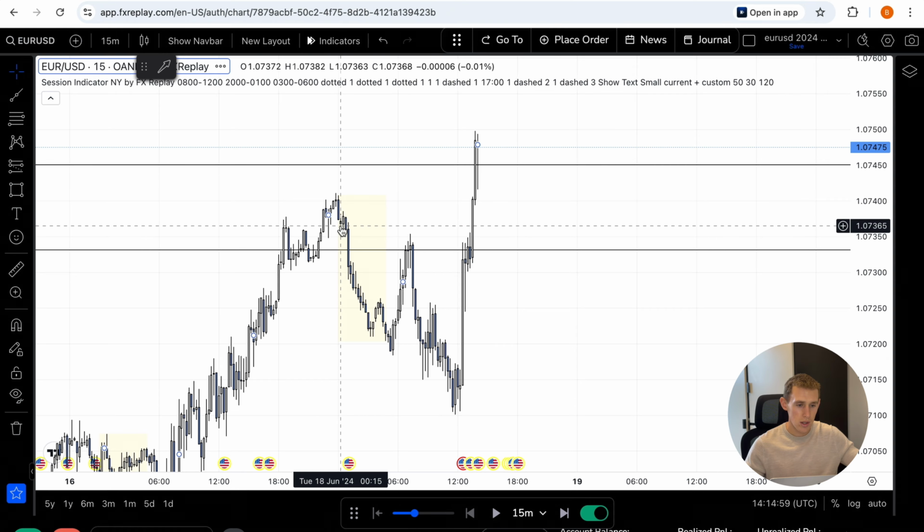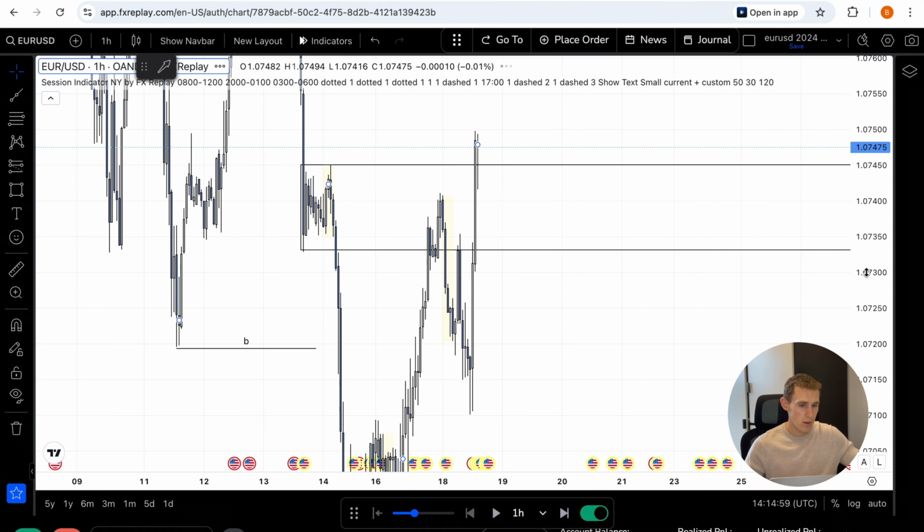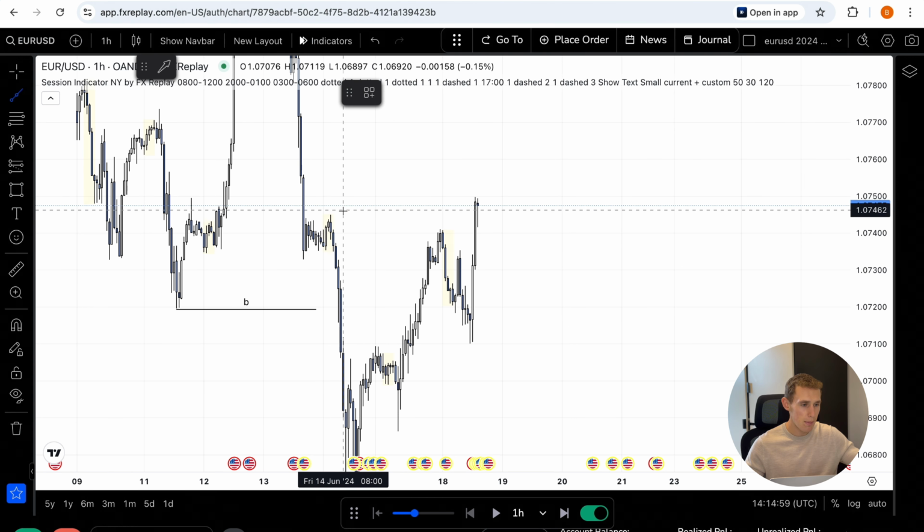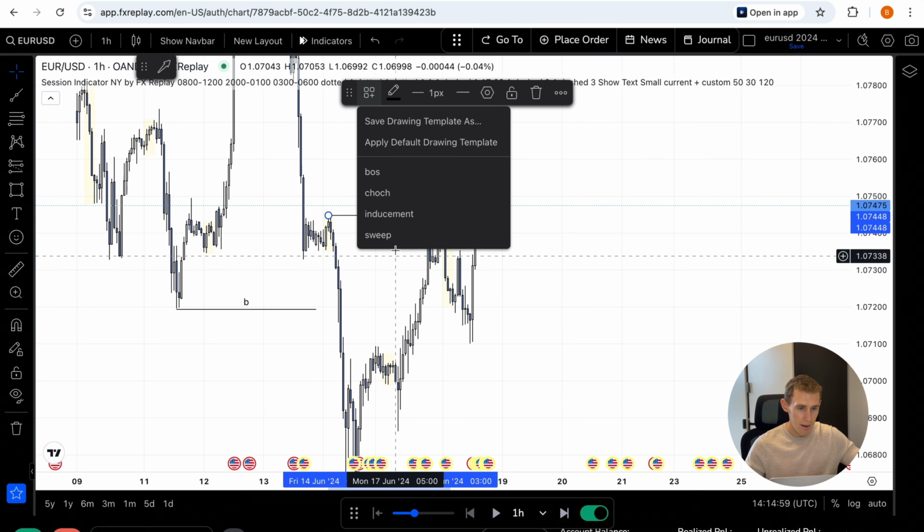Yeah, there you go. So price has now, what I was looking for essentially here was the fact that we had left Asia high above. So we've now seen price take out the top of this supply zone.